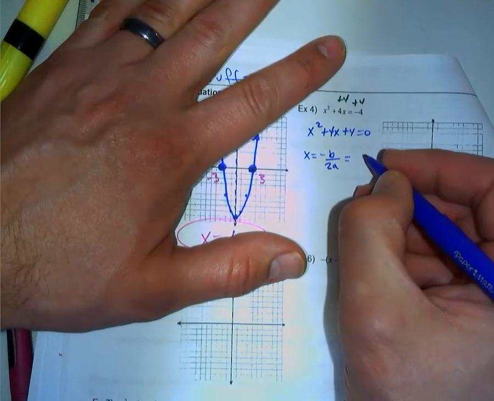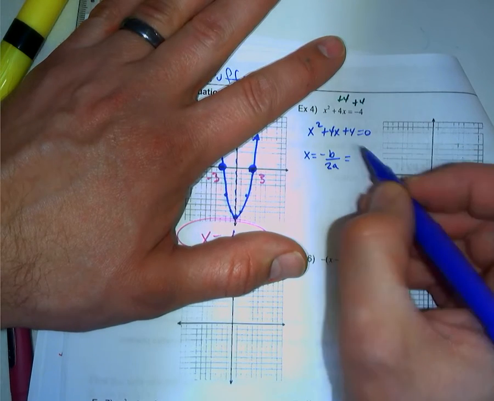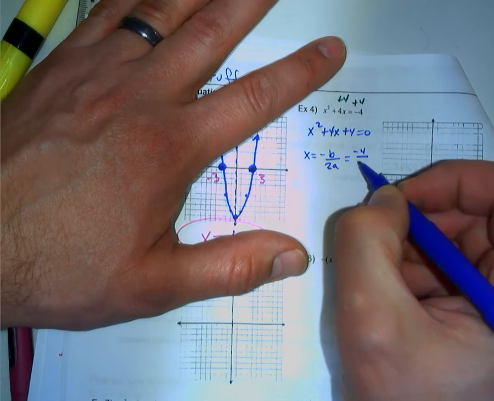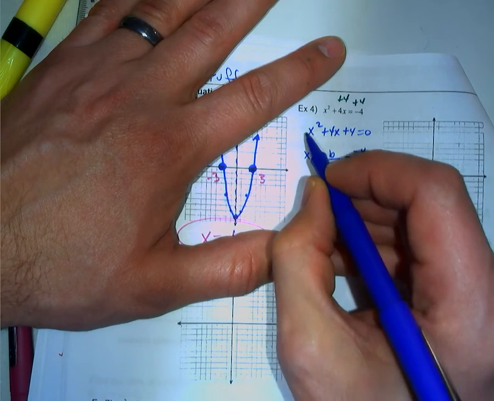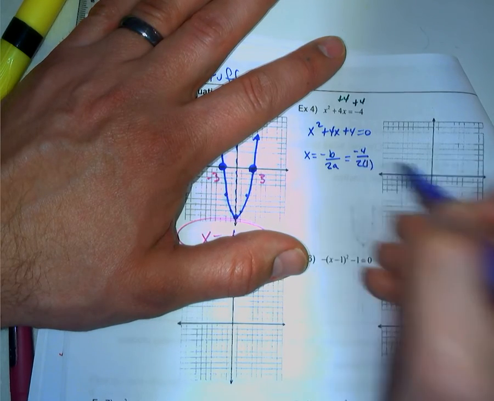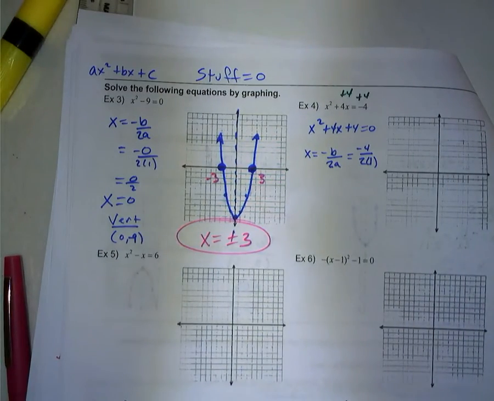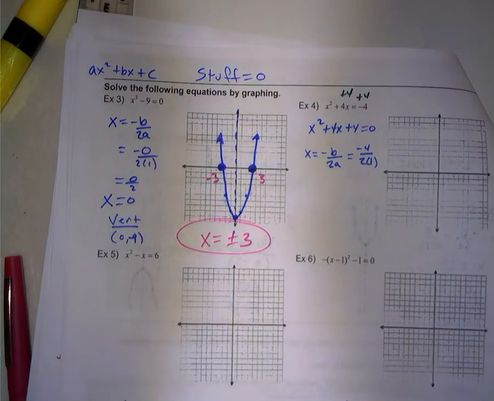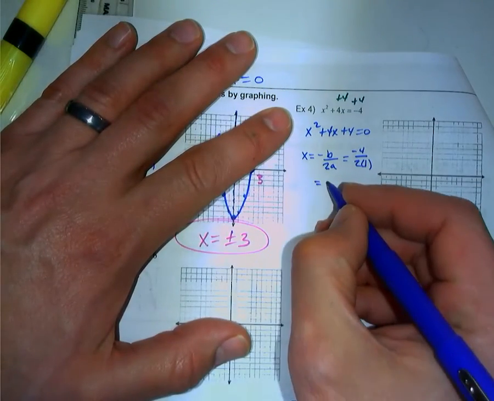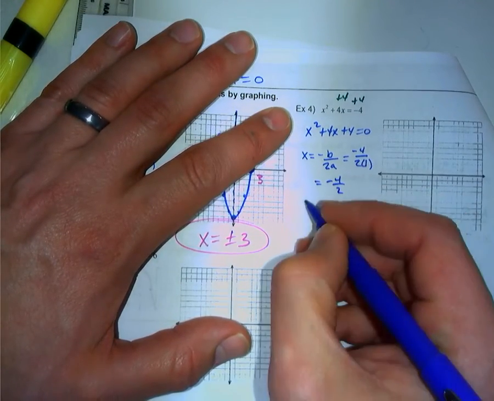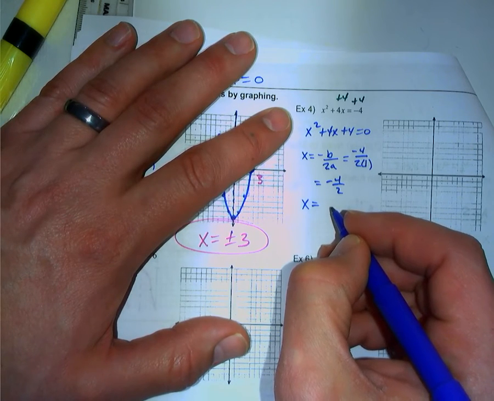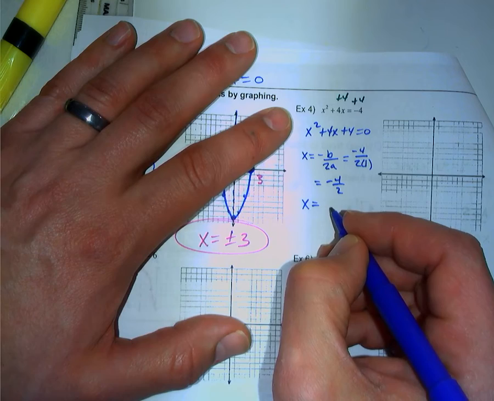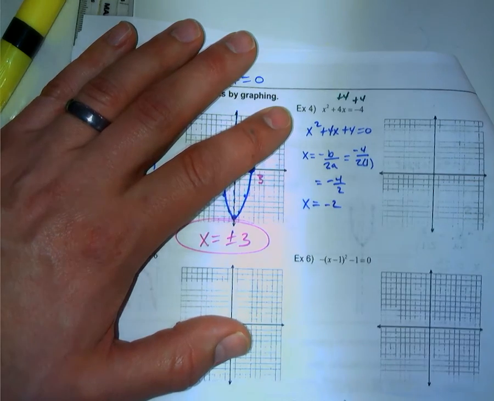B, what's B? The number in front of x is 4, so negative 4. And then 2 times A. What's A? What's the number in front of x squared? 1. Any questions why I'm using negative 4 for B and 1 for A? We do a little simplifying, right? That's negative 4 over 2, which is x equals what? What is that? Negative 2.